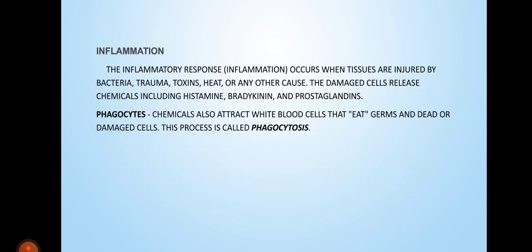Next is inflammation. The inflammatory response occurs when tissues are injured by bacteria, trauma, toxins, heat, or any other cause. The damaged cells release chemicals including histamine, bradykinin, and prostaglandins. These chemicals cause blood vessels to leak fluid into the tissues, causing swelling, and this helps isolate the foreign substance from further contact with body tissues. The chemicals also attract white blood cells called phagocytes that eat germs and dead or damaged cells. This process is also known as phagocytosis. Phagocytes eventually die. Pus is formed from a collection of dead tissue, dead bacteria, and live and dead phagocytes.